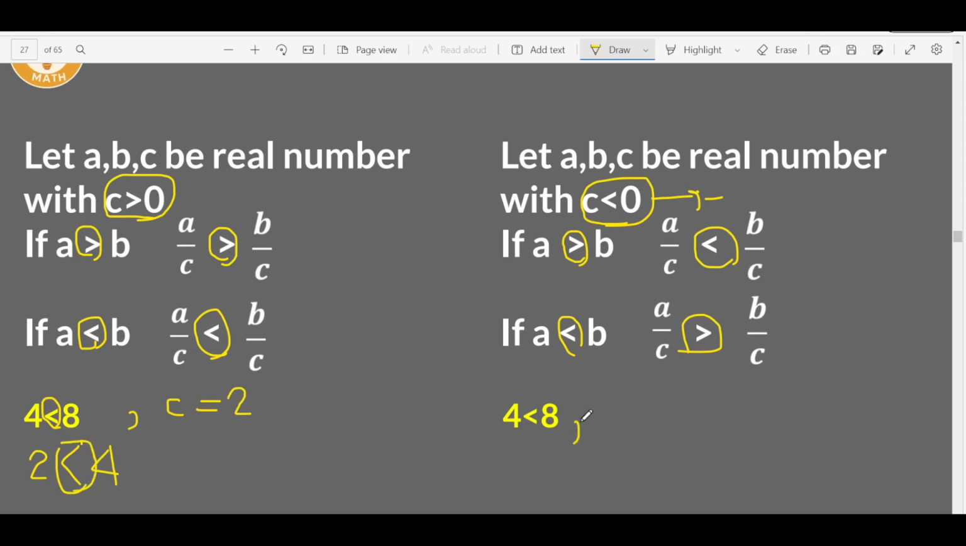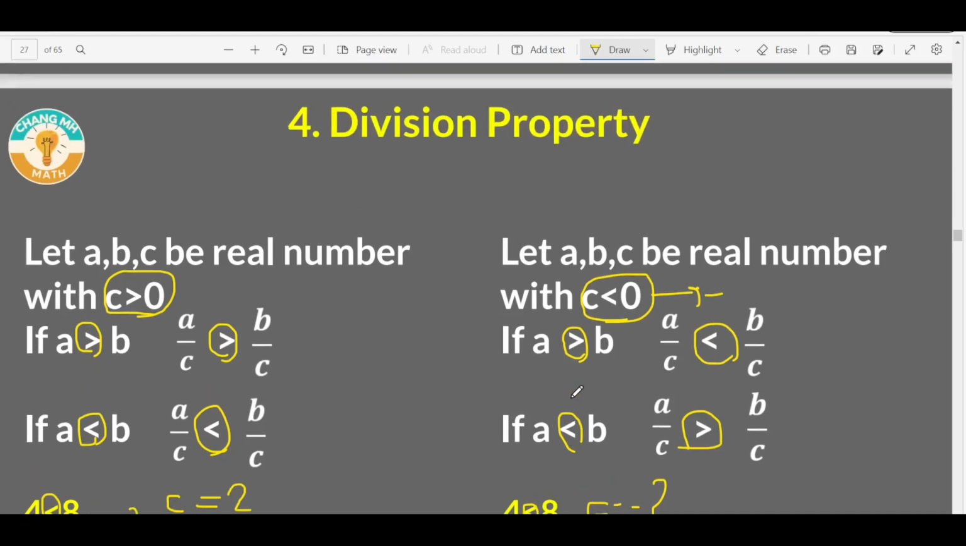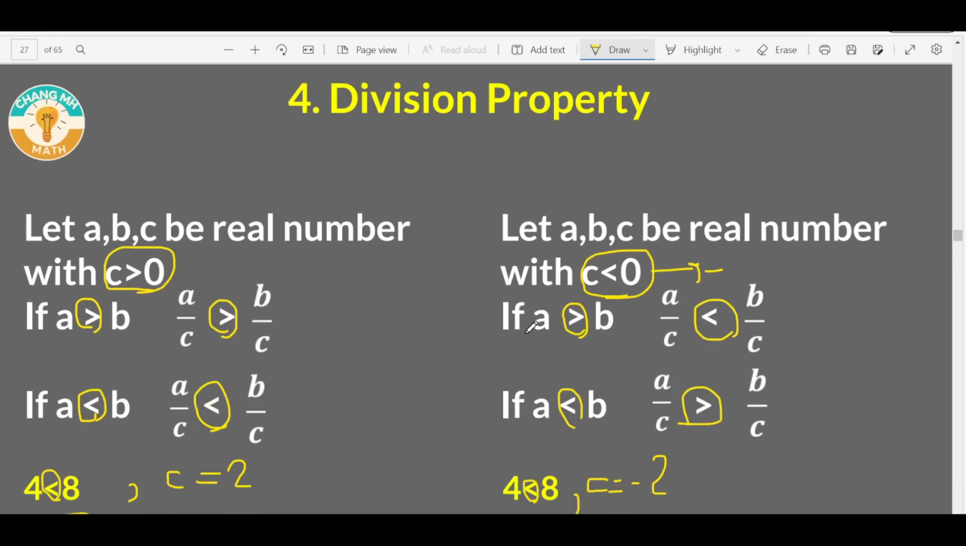And when you divide with, okay, let's see, c is minus 2. What will you get here? 4 by minus 2, you will get minus 2. 8 by minus 2, you will get minus 4. Which one is greater? Minus 2 is greater, so you have to change the sign from less than to greater than. Okay, so this is division property. When you divide with positive values, the inequality sign will not change. But when you divide with negative values, you have to change the sign. So this is the point you need to know here.